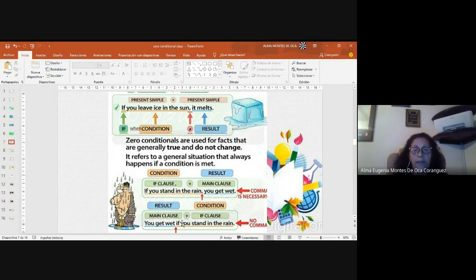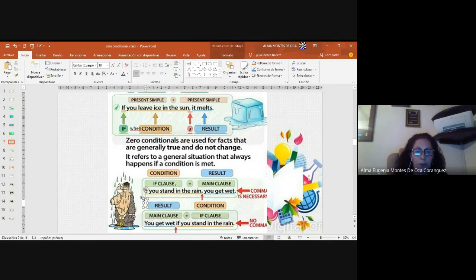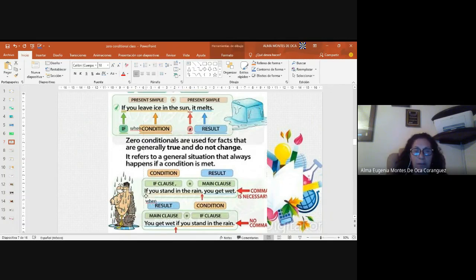You get wet if you stand in the rain. If you check, you don't use a comma. Remember, you can use if or when to make the condition. Okay? If or when to make the condition.